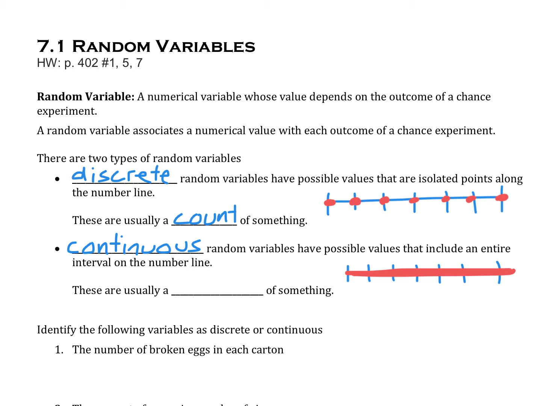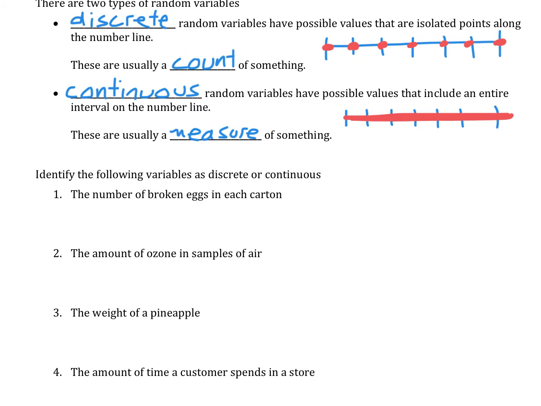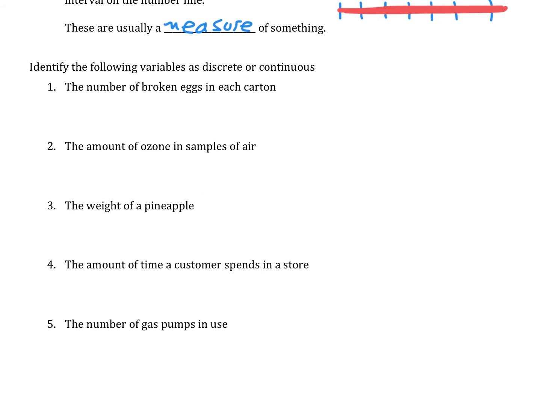Usually you find a continuous random variable's value by measuring. All right, so we have 5 examples. Now would be a good time to pause the video, work on these, and then when you're done, resume it and check your answers.